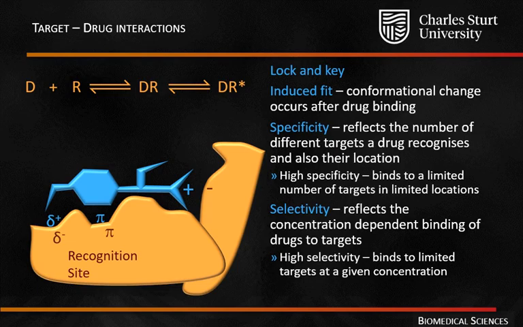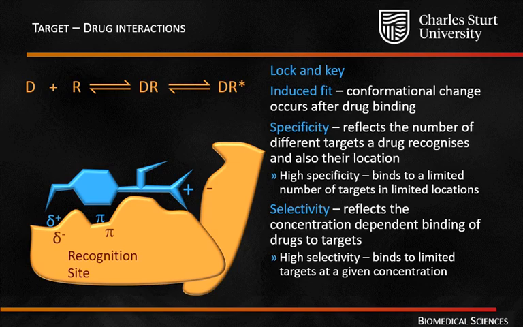So we're going to explore how drugs and targets interact with each other. Now, we'll start by looking at that this is a dynamic process. So therefore, drugs and receptors are in equilibrium with the drug receptor complex. And then that drug receptor complex can be activated into a more active form.